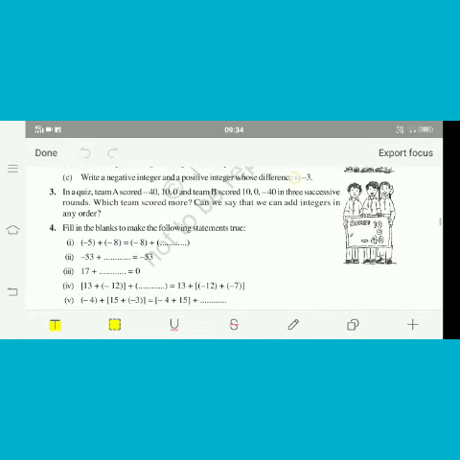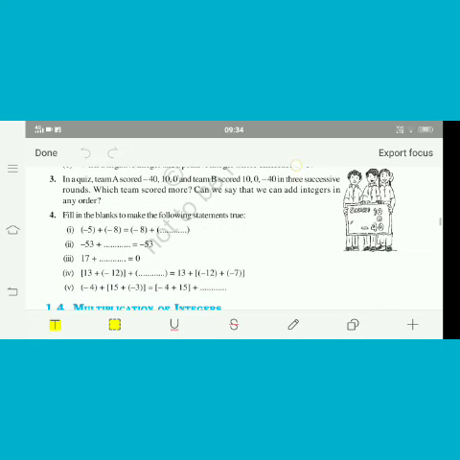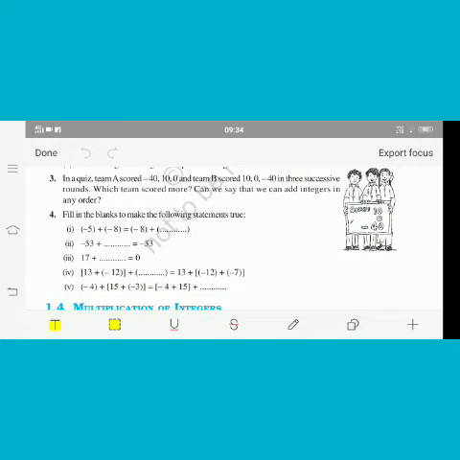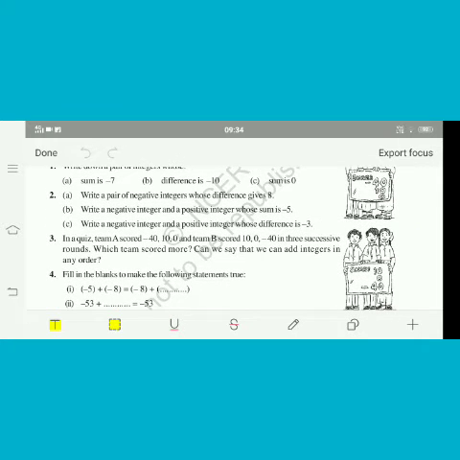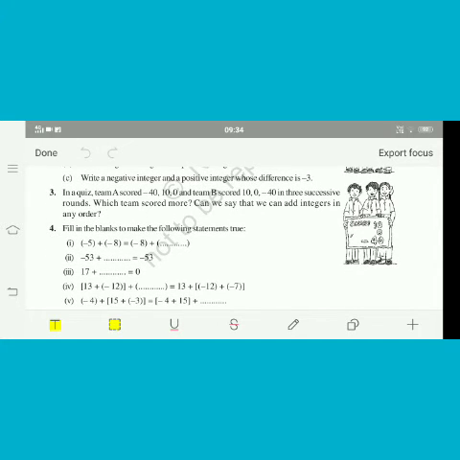Basically it is asking us whether we can add integers in any order. In this case -40 is up, 10 is in between, and 0. Here 10 is up, and 0 and -40. So same only. It's actually written in the commutative property. So I will explain this in question number 4, not now.